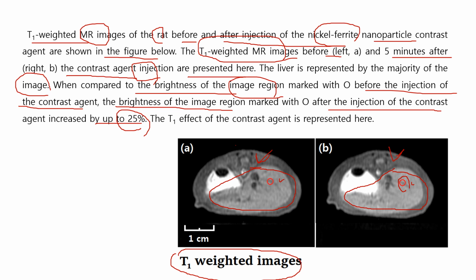So the brightness of the liver with contrast agent is 25% larger than that of the part without contrast agent. So this result shows the T1 effect of the contrast agents represented here. So this nickel ferrite nanoparticle contrast agent can be used as a T1 contrast agent.